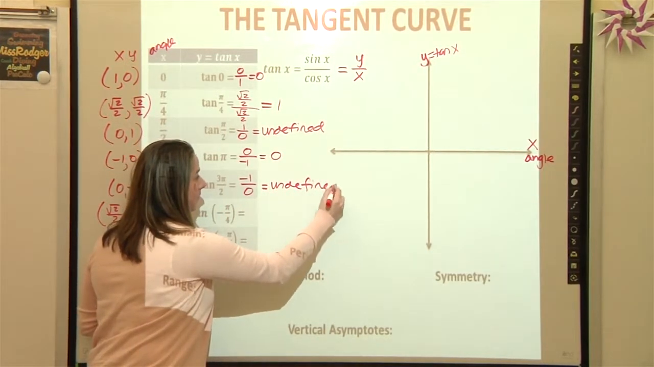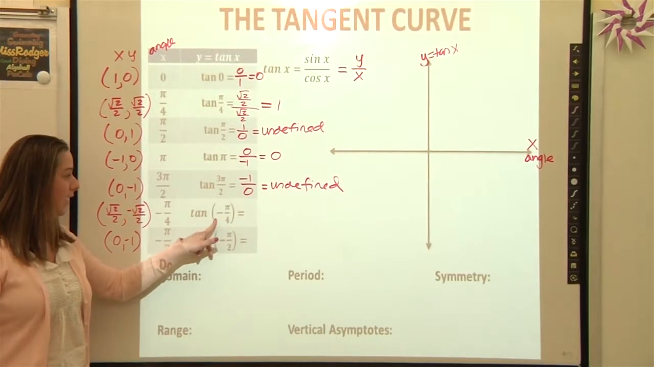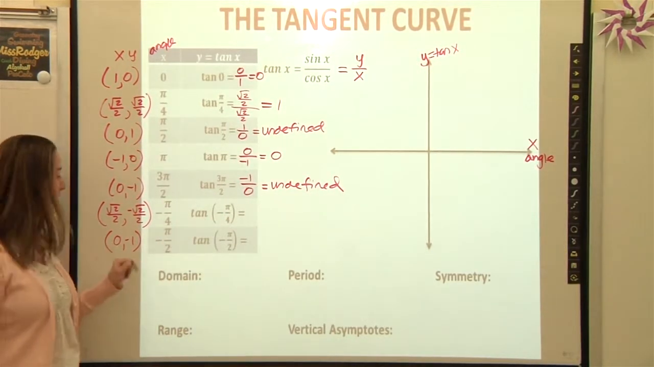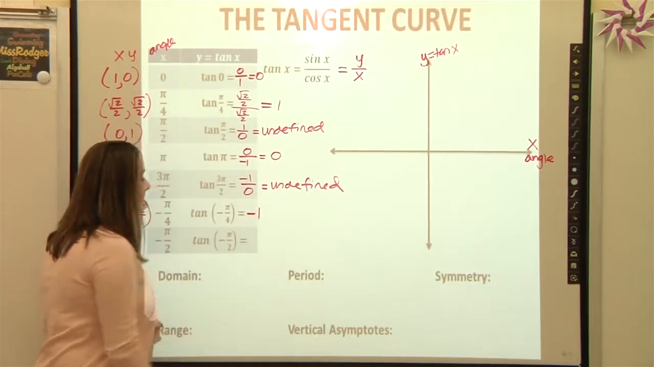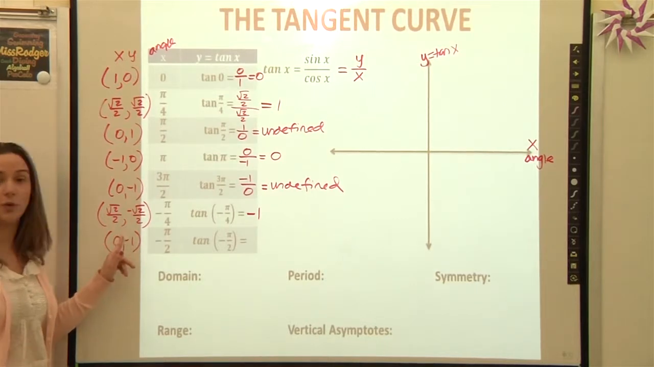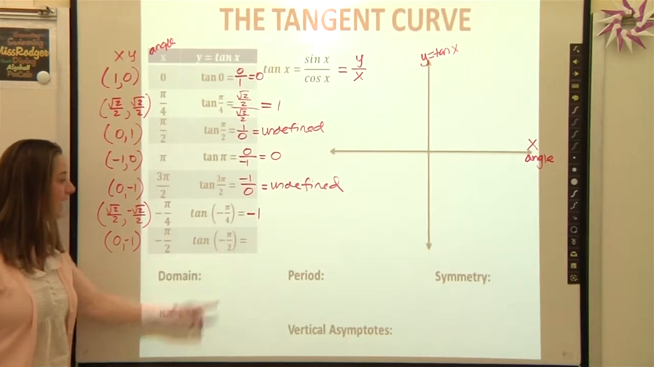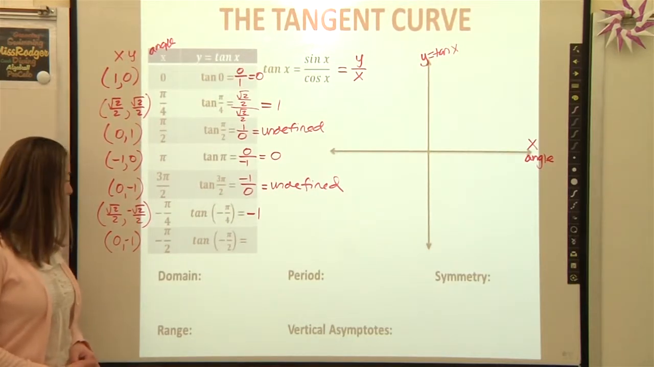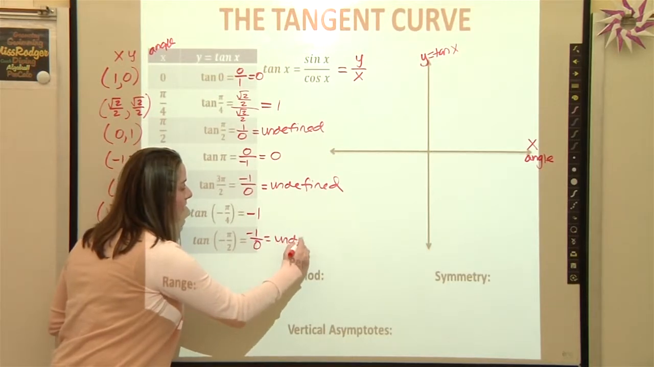Negative pi over 4, we're going to find the tangent of it. That's going to give us a value of -1 because negative radical 2 over 2 divided by radical 2 over 2. And tangent of negative pi over 2 is going to be -1 over 0, which is again undefined.